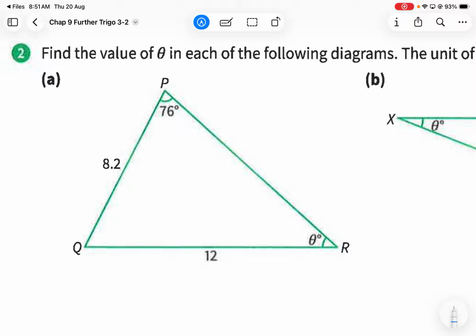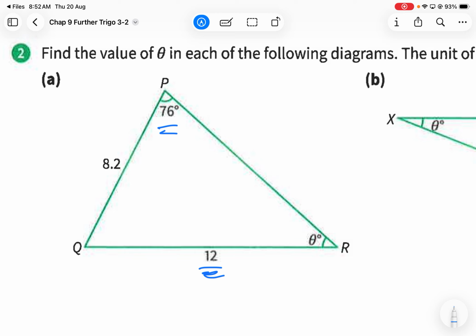When I talk about a known pair, I want the pair of side and the angle facing it. Let Indomie answer. Yes, 12 and 76. They are the known pair inside a triangle. When I have this known pair, I know the angle, I know the side. I can use sine rule.